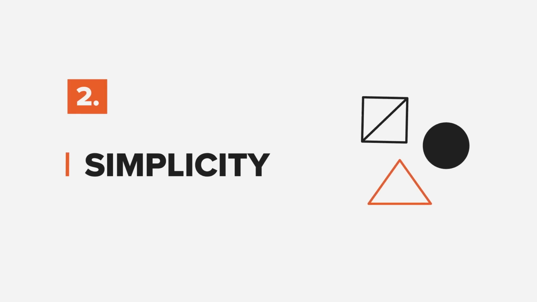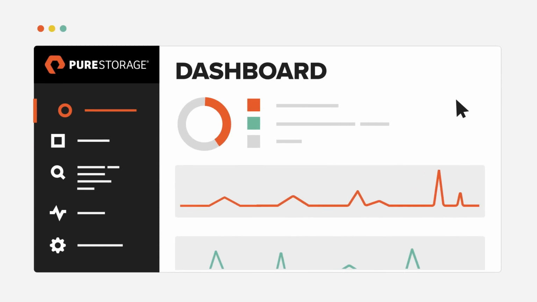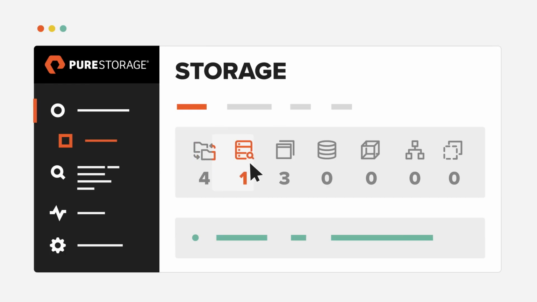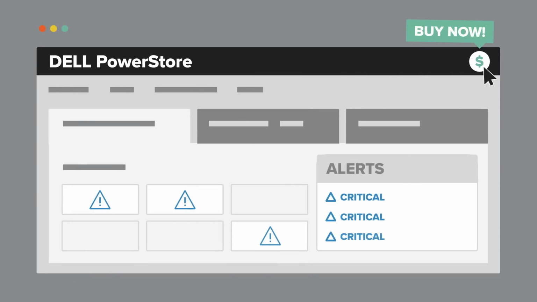Number two, simplicity. We're always innovating, but we never make it too complex. Even with advanced enterprise-grade features, our systems are almost self-running. With PowerStore, both day-to-day management and upgrades can be complex and time-consuming.